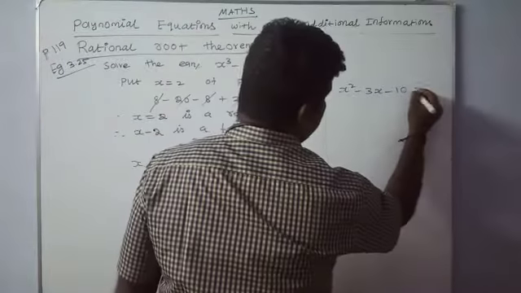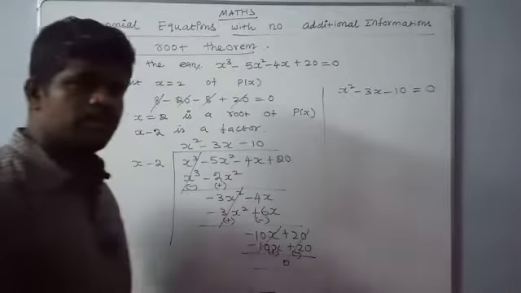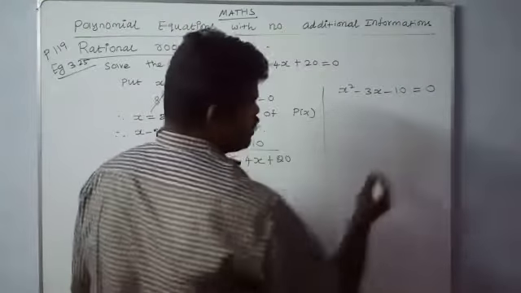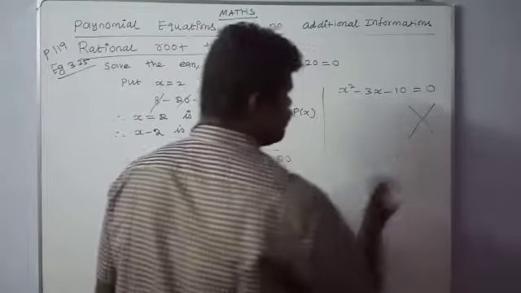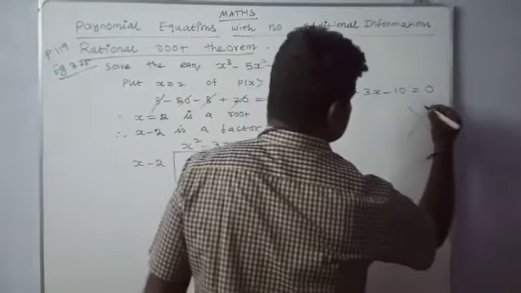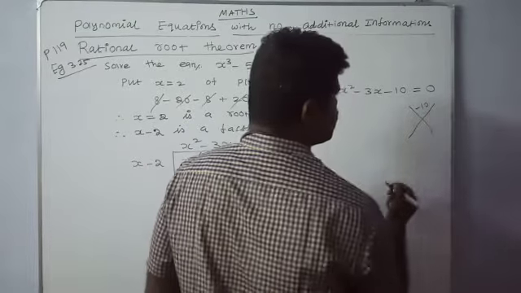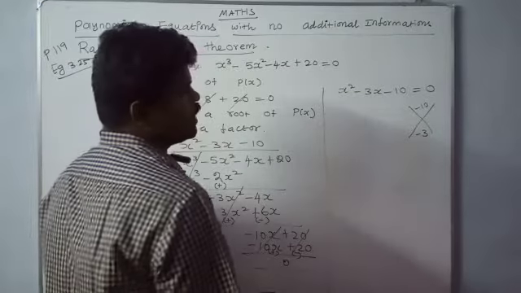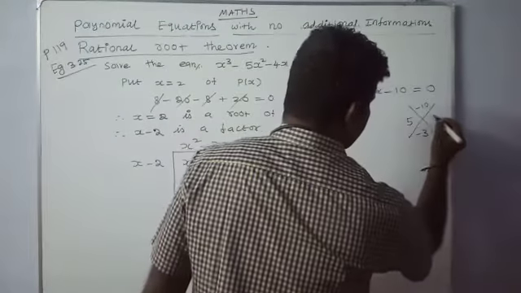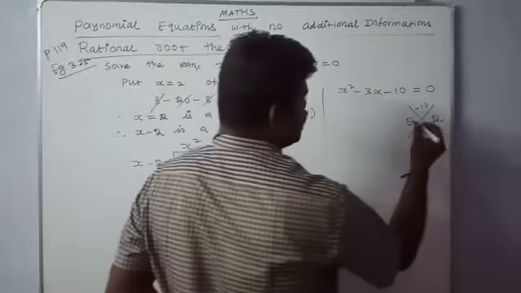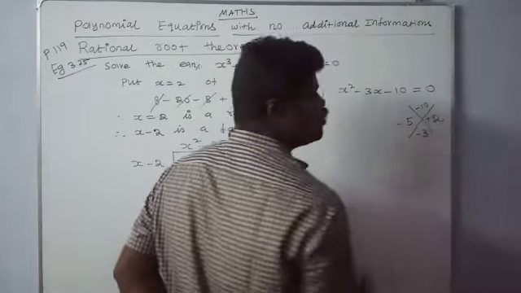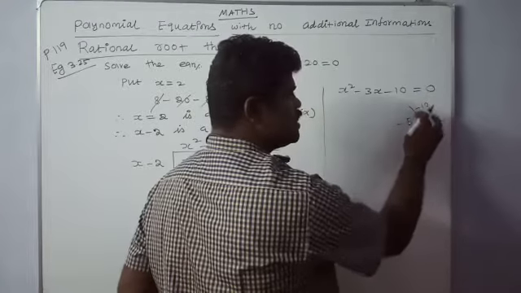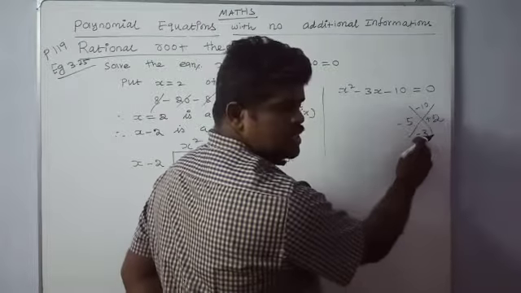We want to put p of x equal to 0. This is a quadratic equation. How to solve the quadratic equation? We know the factorization method. Minus 10 is the product of the roots and minus 3 is the sum of the roots. Here 5 twos are 10, and these are minus 5 and plus 2. Multiply minus 5 and plus 2 gives minus 10, and add these two terms, minus 3.